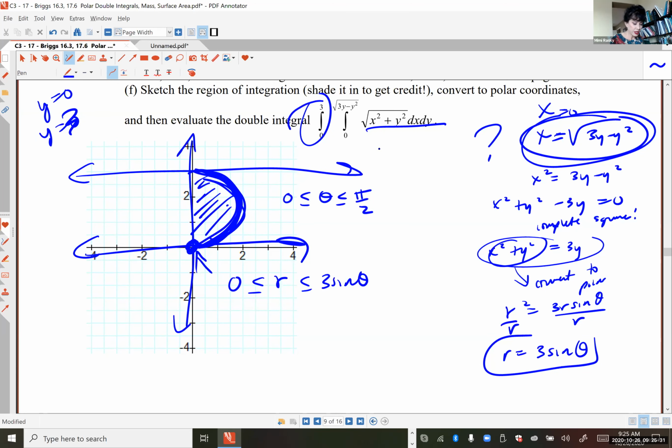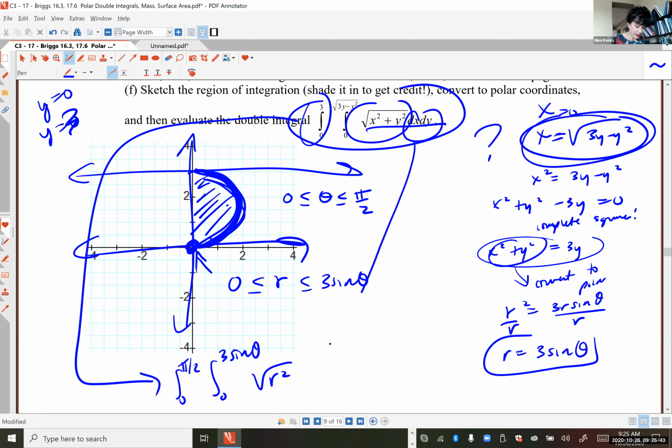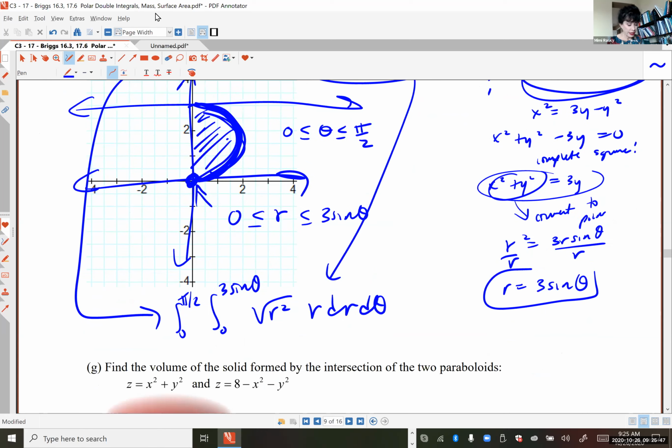So when we convert this to polar, it's going to look a little different than what we've been doing. And then square root of x squared plus y squared is square root of r squared. And then dx dy is r dr d theta. And now we can go ahead and integrate. Let's rewrite this, simplifying this. This is going to be r times r, which is r squared.